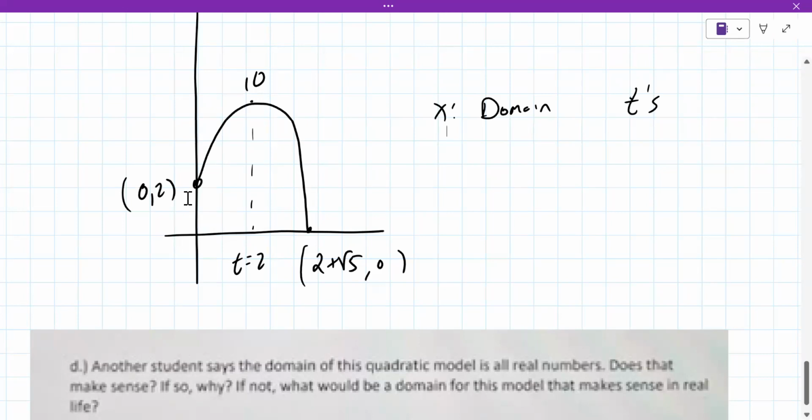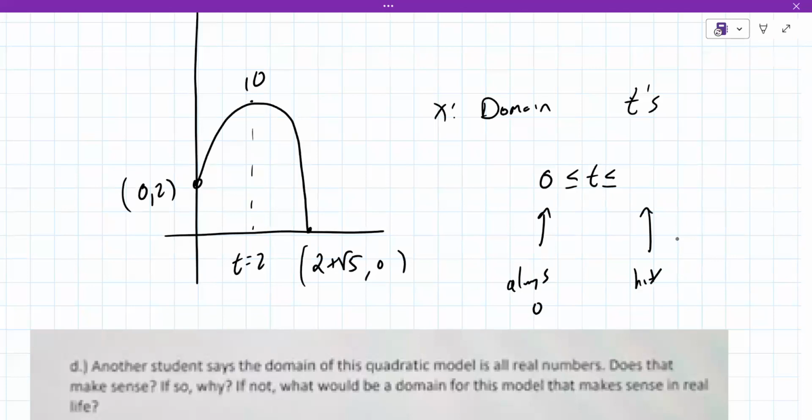Okay. So the domain in this problem is 0 less than or equal to T less than or equal to the time it hits the ground. So this is almost always 0. And this is when it hits the ground or the water or whatever it is. Now, when does it hit the ground? What's the time when it hits the ground in this case?